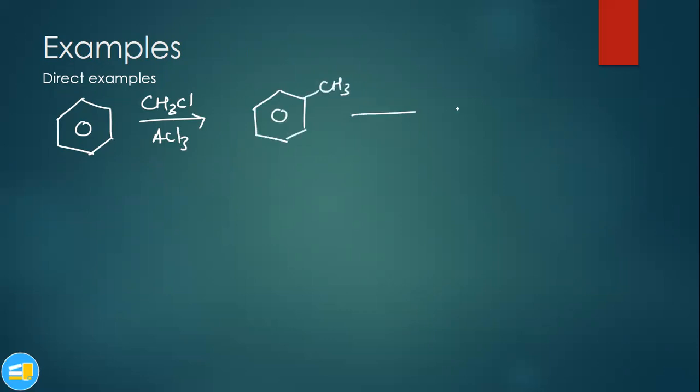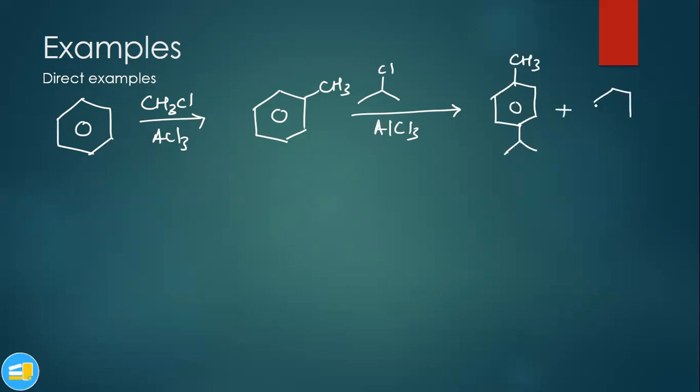Now I'll keep on writing some examples so that you understand. If toluene reacts with, let's say, this chlorine compound in presence of AlCl3, the product formed will be CH3, and with respect to CH3, this isopropyl group can be substituted either to para or to ortho position.